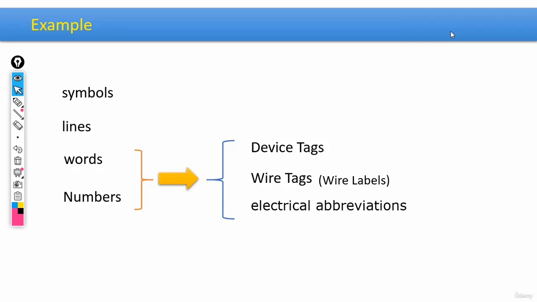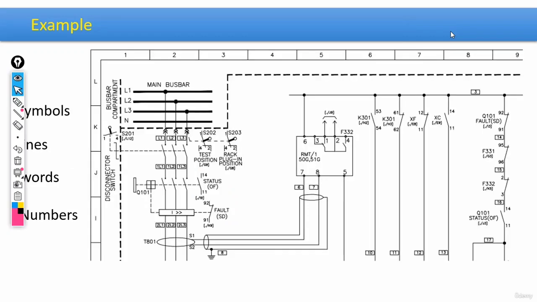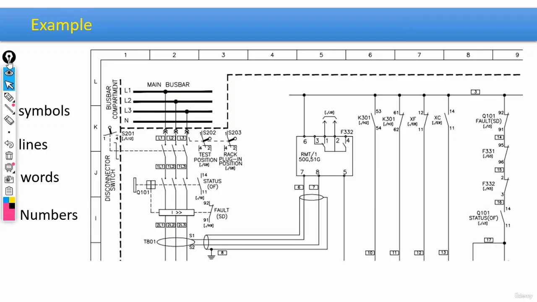Alright, now let's go through some examples regarding these. Take a look at this diagram here. In this diagram, we actually got so many components. For example, we have symbols. Let me try to mark them out for you. All of these are examples of electrical symbols. When we say symbols, we're in fact talking about these items.